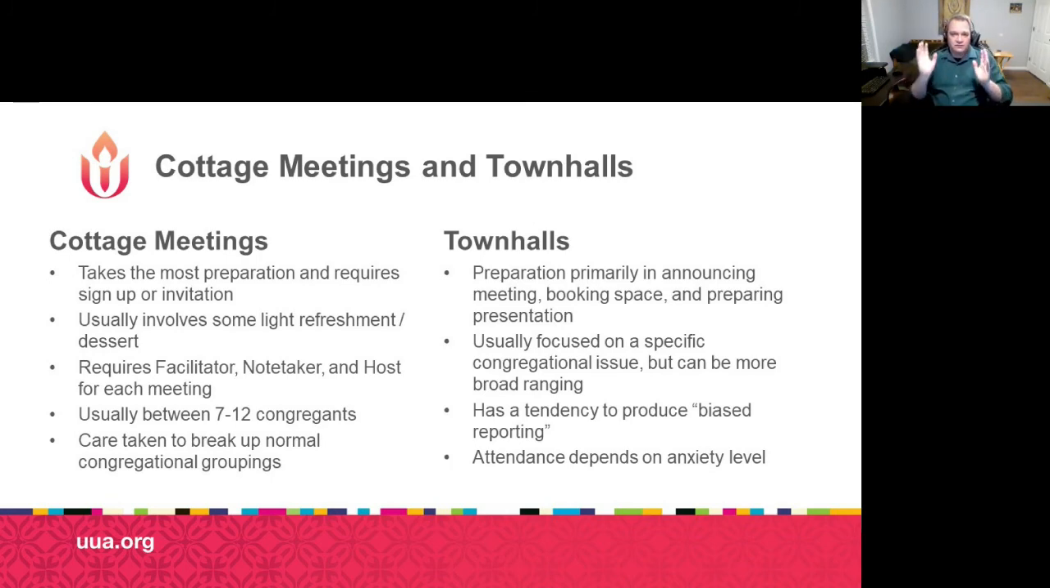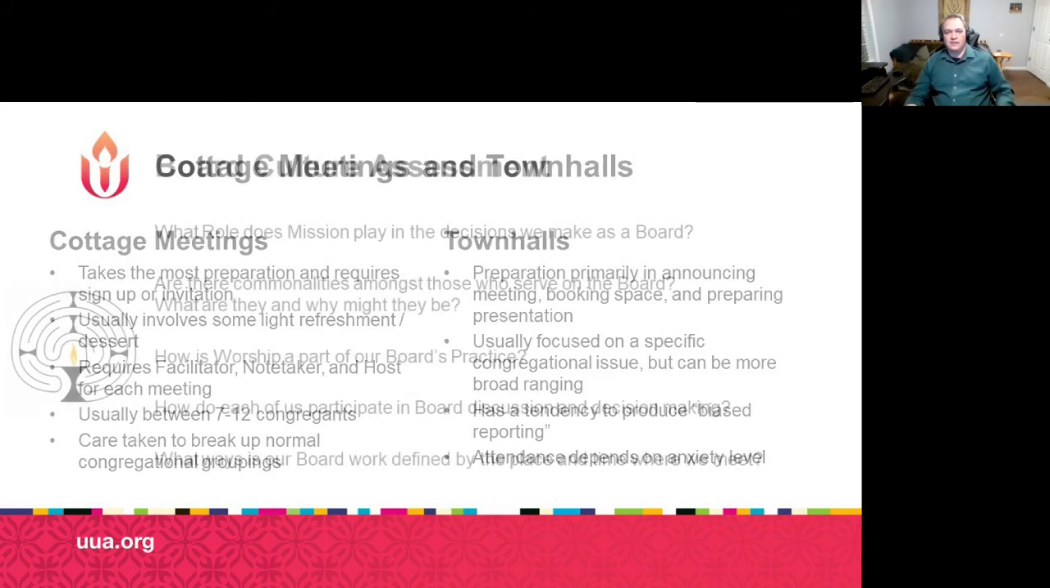For town halls, you see the pieces. You announce the meeting space, people come, there's a specific agenda item. It does have a tendency to produce biased reporting in town halls because the only people who come are the people motivated for some reason around the issue. So it often can seem like there is a higher level of interest or engagement than may actually be in the whole of the congregation because of that biased nature of who chooses to come.